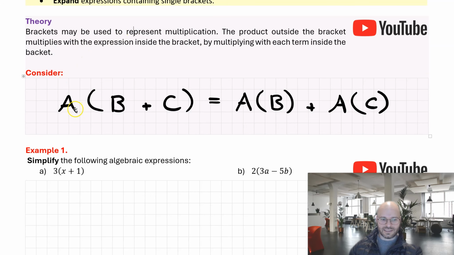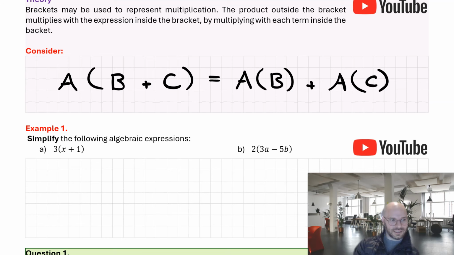Consider A multiplied with B plus C. What this means is that the product A over here is going to multiply with each term within the expression B plus C. So that means A is going to multiply with B, and then it's going to multiply again with C. We can show this by drawing arrows underneath. A multiplies with B, A multiplies with C. So the expansion of this is going to be A times B plus A times C. Let's have a look at how we can put this theory over here to use.